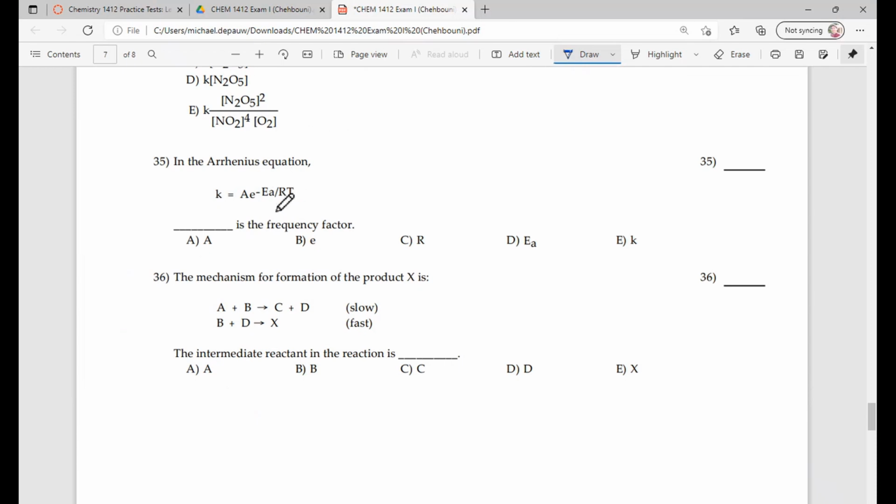In the Arrhenius equation, blank is the frequency factor. Well, that's just a definition thing. First of all, what's EA? Activation energy. What's R? The ideal gas constant. And what's T? Temperature. And what's K? The rate constant. So that only leaves you with one that's a frequency factor: A. And E is just the inverse of natural log.